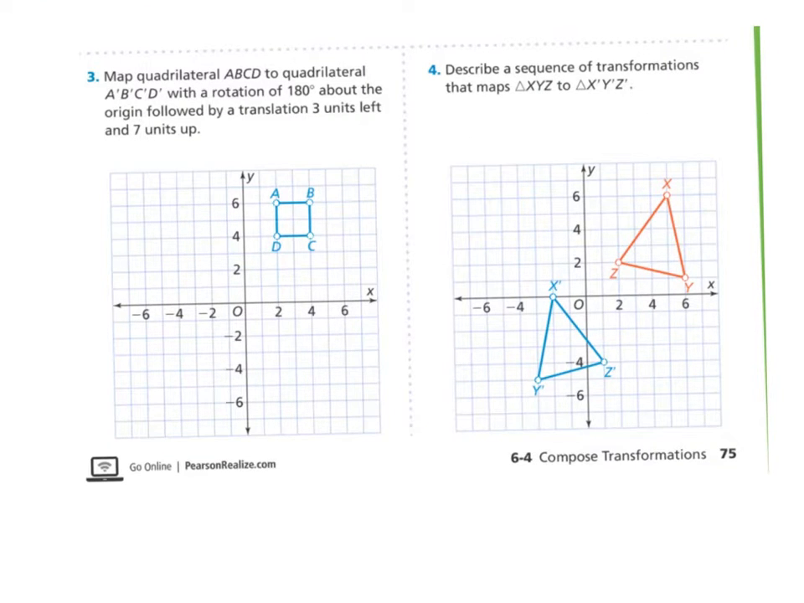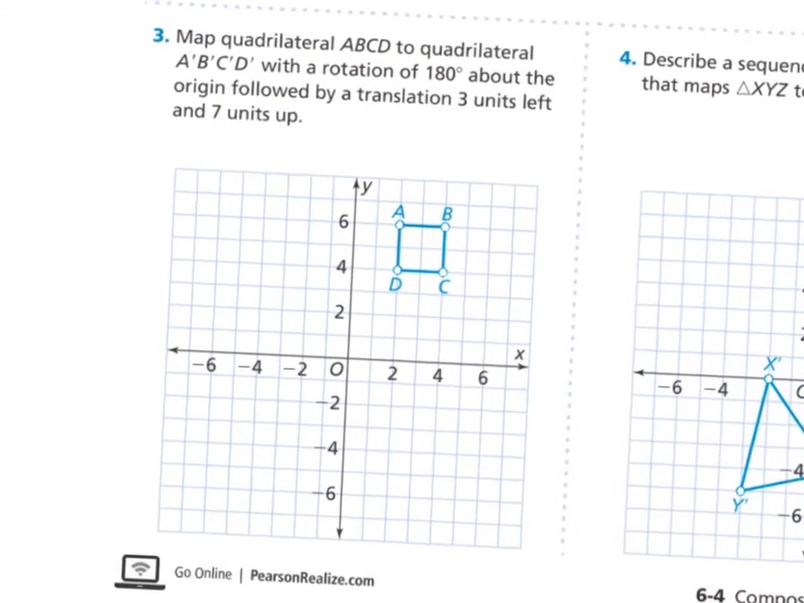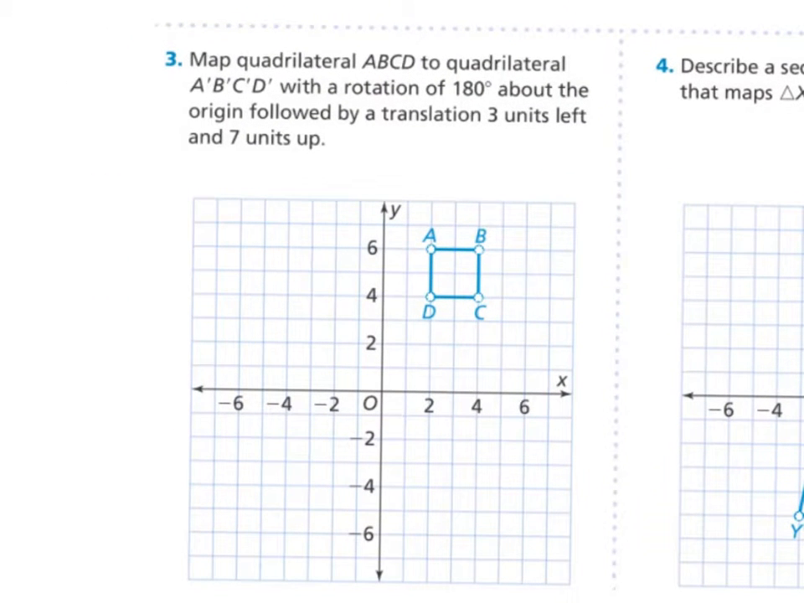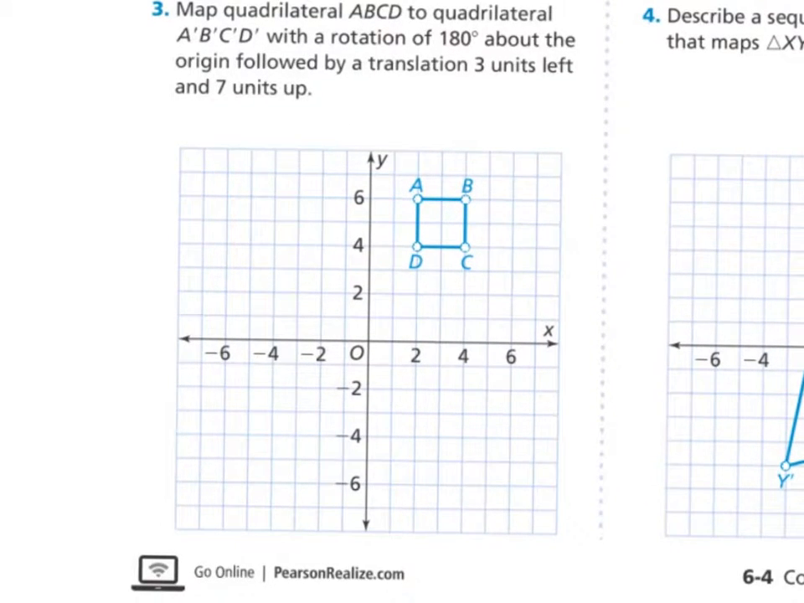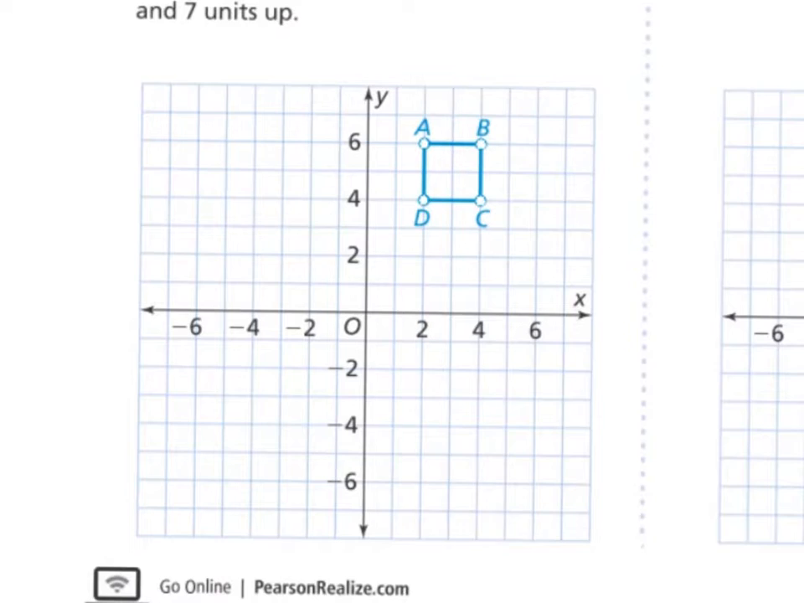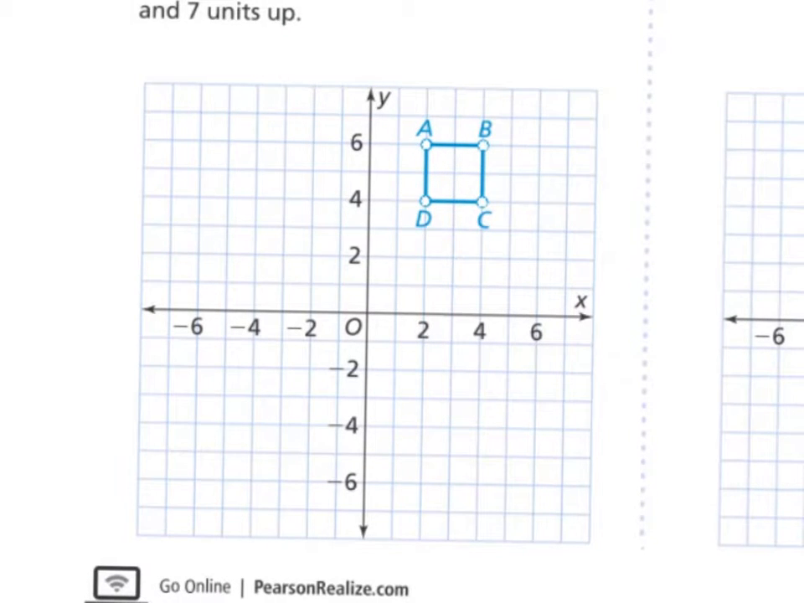Look at number 3. They want us to do a rotation of 180 degrees and then a translation 3 to the left and 7 up. The question might be, well, are we doing that rotation clockwise or counterclockwise? The answer is, if we do 180 degrees, it actually doesn't matter. We'll go ahead and do counterclockwise, since that's what the book's always been wanting us to do if they haven't told us.